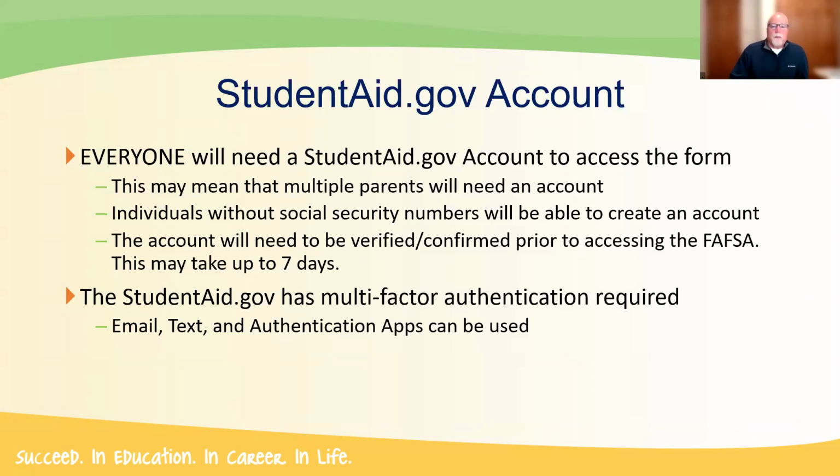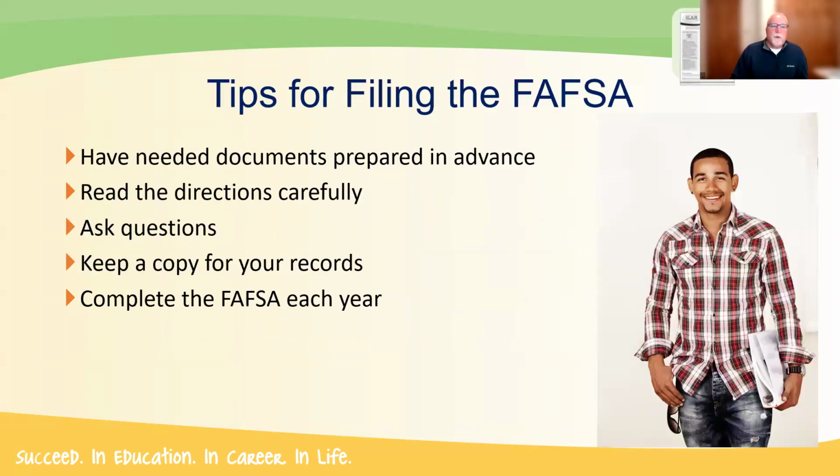The other important thing about studentaid.gov accounts is you can no longer create the account and then access the application immediately. There is a 3 to 7 day verification process time frame that you have to be aware of. So make sure that you create these accounts at least a week or so before you want to apply for financial aid.